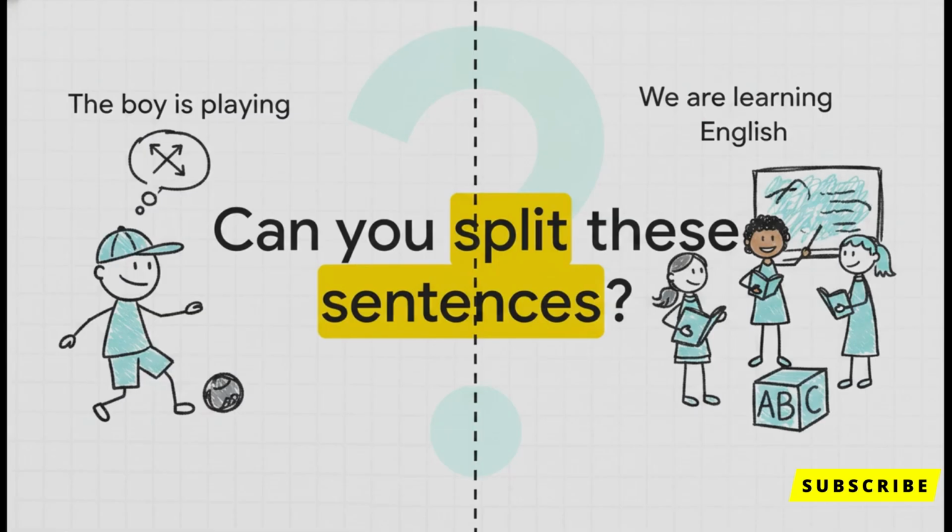First, the boy is playing. Second, we are learning English. Can you mentally draw a line right down the middle of these using our 2 steps? Let's take the first one. Step 1, find the verb, is playing. Step 2, who is playing? The boy. Bang, you've split it. Same for the second one. The action is are learning. Who is learning? We. We is our subject, and are learning English is the complete predicate.